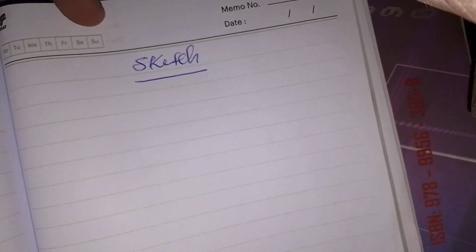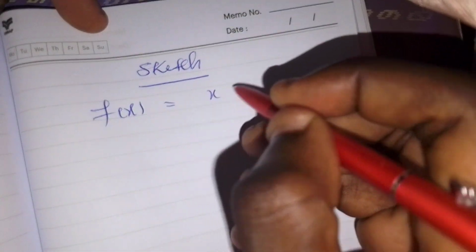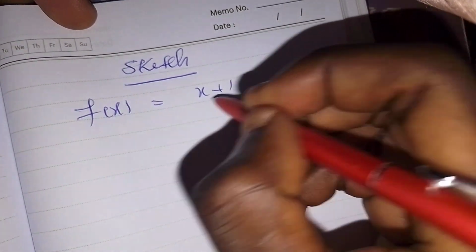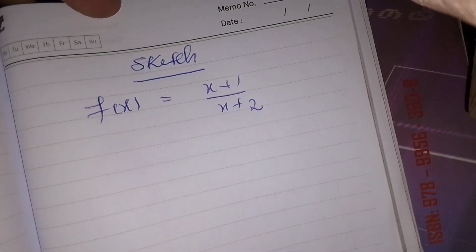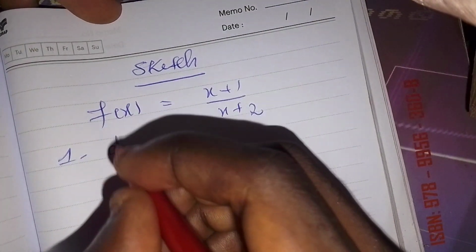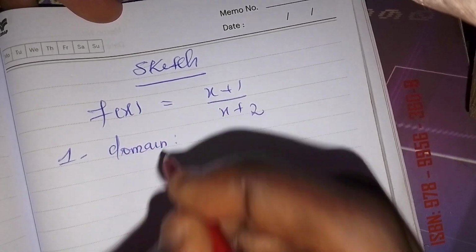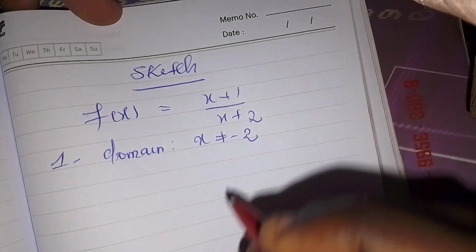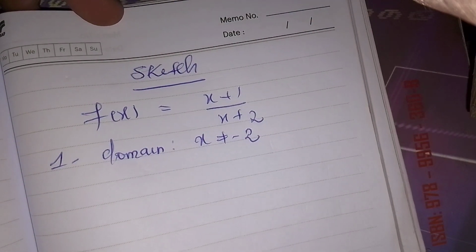Okay, so let's now go to sketching of a function. The function in question is, let's go back to, x plus 1 on x plus 2. First of all, I start by finding the domain of definition. Now we said that the domain here is x not equal to negative 2, but it's better to write this domain as an interval.